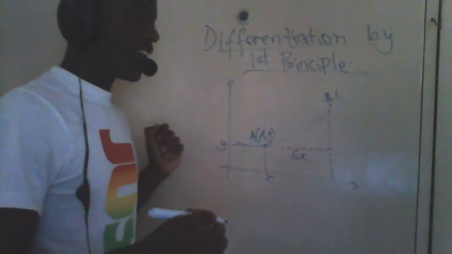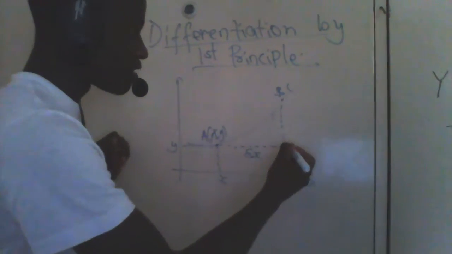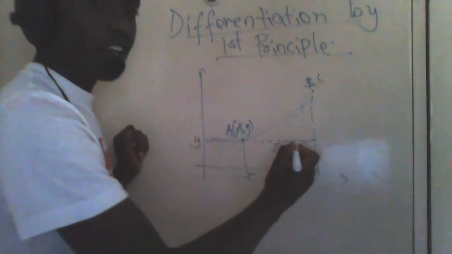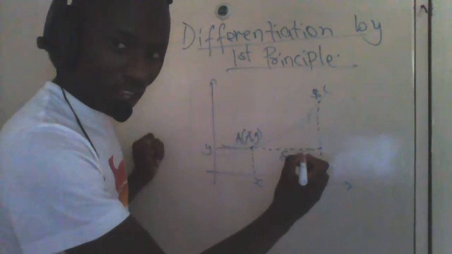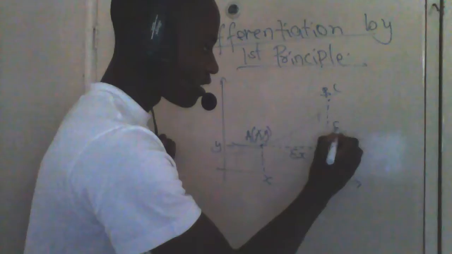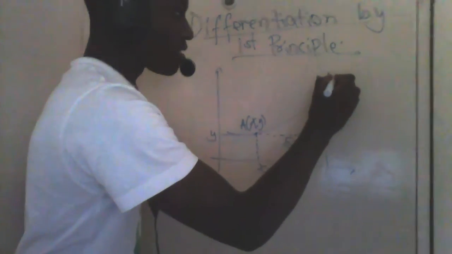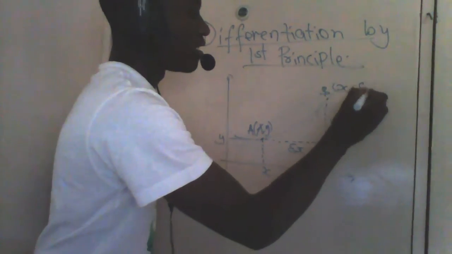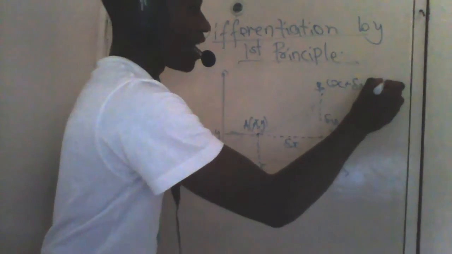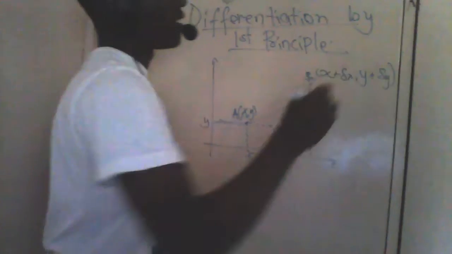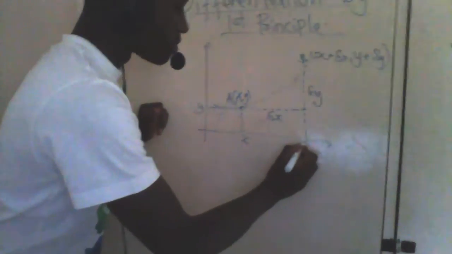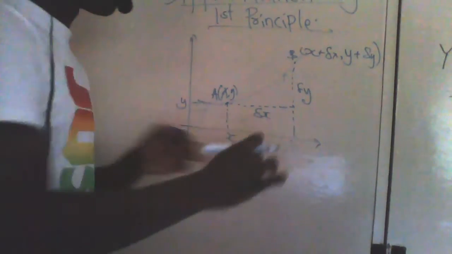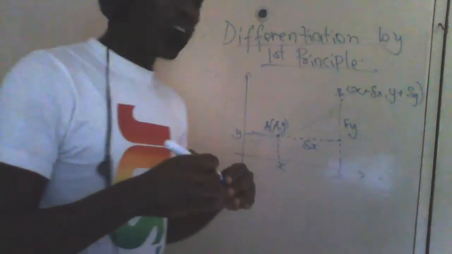That is delta x. Then from this point to y, we shall call it a small change in y. That is delta y. So this point B will be x plus delta x, then y will be y plus delta y. Now this point here is x plus delta x, and I think that you can just see from what I'm doing there.